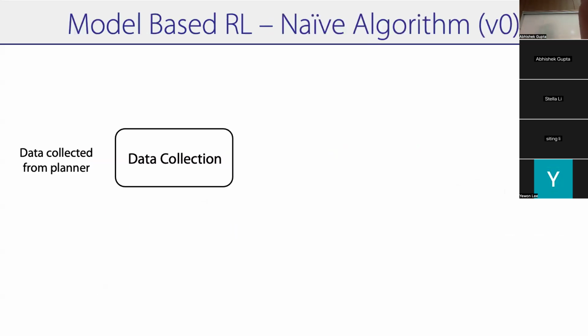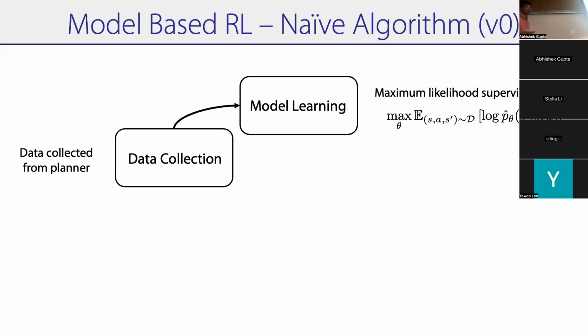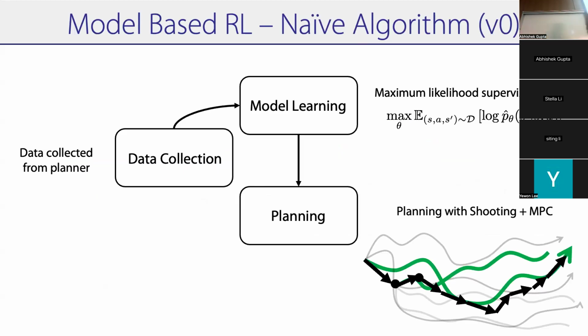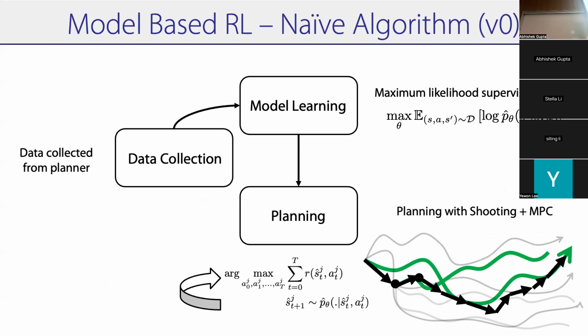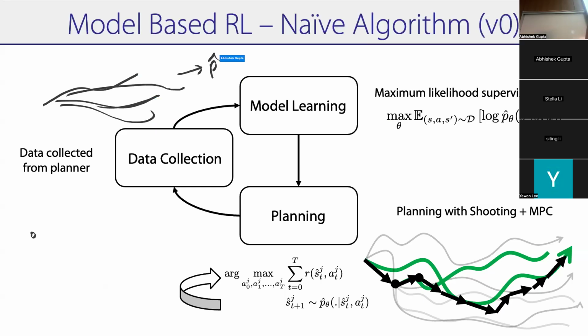Okay, so the first version of the algorithm is: we collect a bunch of data. We learn a model with maximum likelihood, supervised learning. We do planning with MPC and random shooting. And then you go back and collect more data. As you can see, the way this procedure works, you start by collecting a bunch of data, and this data is used to learn a model. Then the planning and data collection loops are mixed together. Planning happens during data collection. These are mushed together.